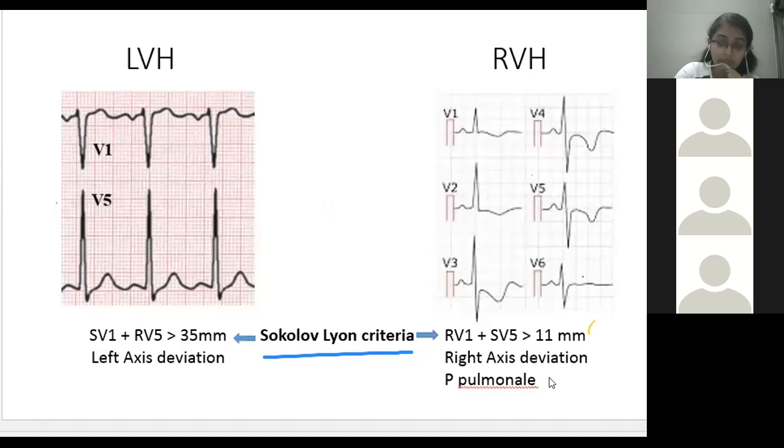If it is more than 11, there probably is right ventricular hypertrophy associated with P pulmonale. As you know, why will there be right ventricular hypertrophy? There will be backflow from the pulmonary trunk, pulmonary aorta to the right ventricle, and there is right axis deviation. Obviously, we know because there is right heart pathology.